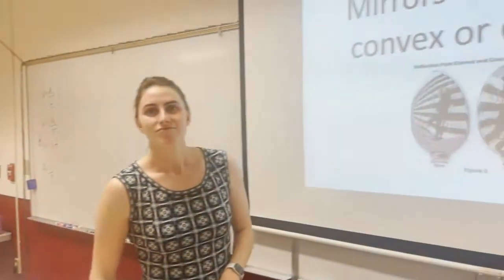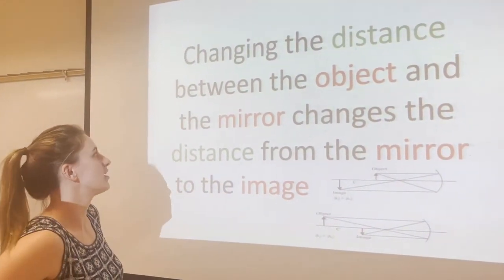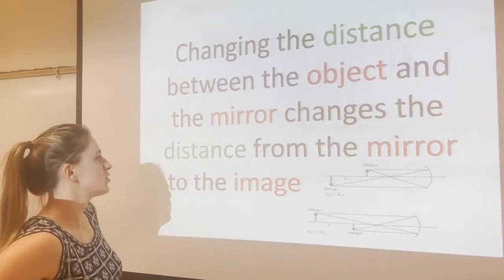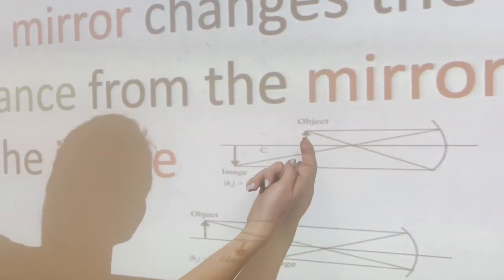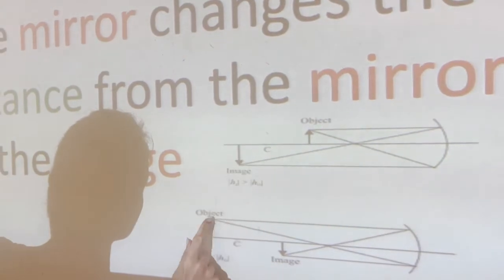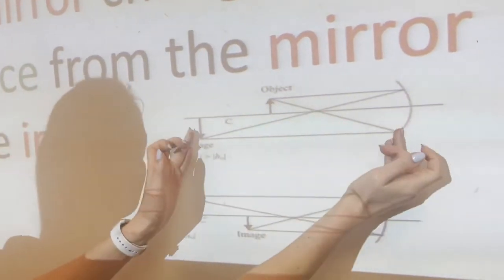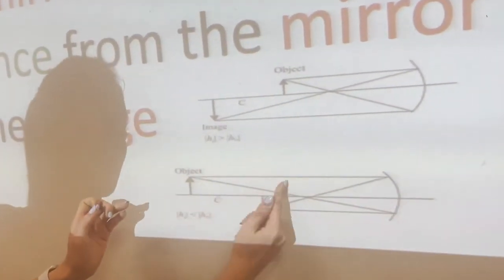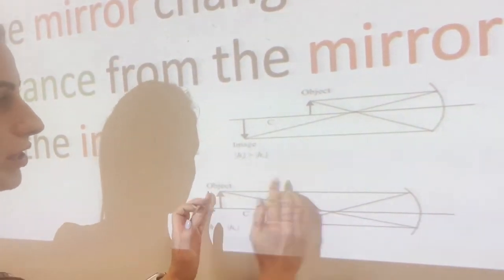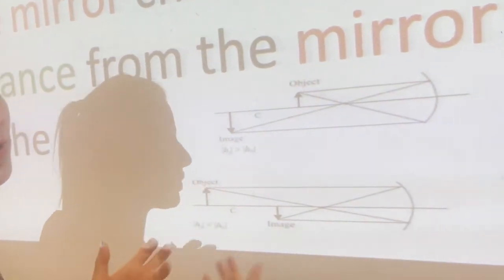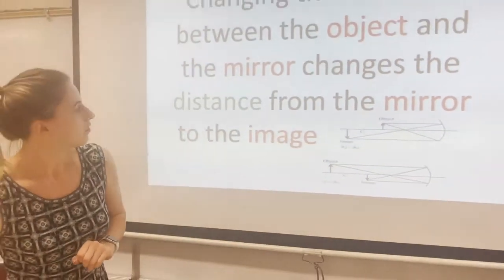They form real images, and that can be projected on screens. Changing the distance between the object and the mirror changes the distance from the mirror to the image. So if the object is here, and if I move it back to here, then I'm also going to change the distance from the mirror to the image. As I move my object back, the image moves forward. There's a relationship. And all distances are measured from the mirror.